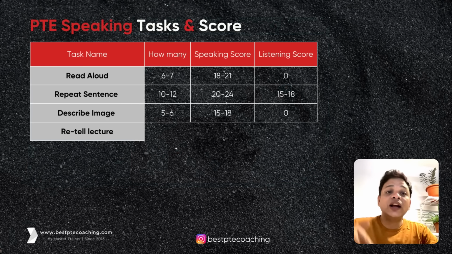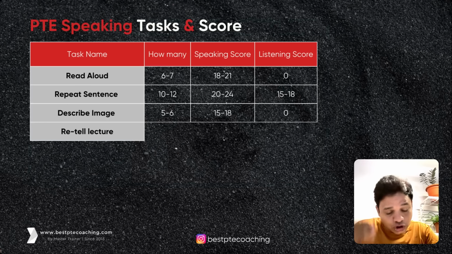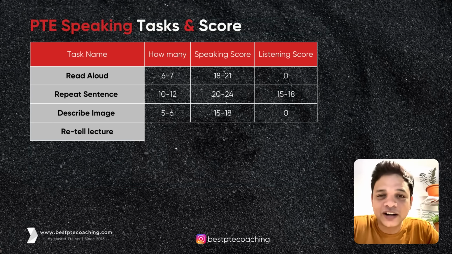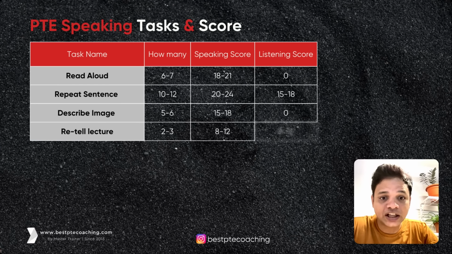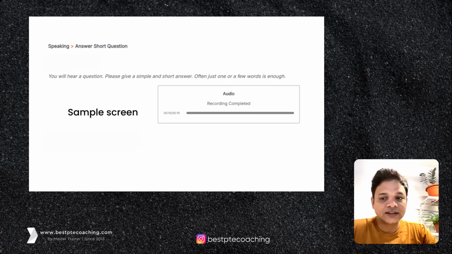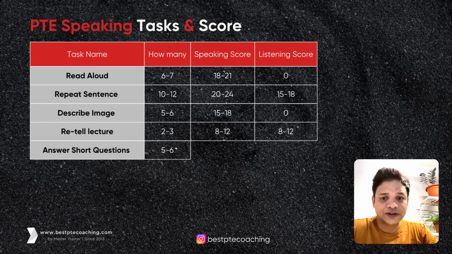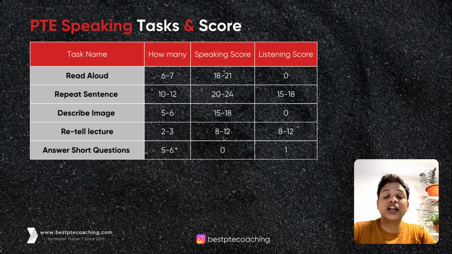What is retell lecture? Listening and retelling a short lecture in your own words is called retell lecture. There will be 2 to 3 questions coming in the exam from retell lecture. When you answer these 2 to 3 questions 100% accurately, you get 8 to 12 marks in speaking and 8 to 12 marks in listening. The other task, number 5, is answer short question. There will be 5-6 questions. It does not give you any speaking score as far as the score guide is concerned, and it can give you up to 1 mark in listening. Not at all an important task.